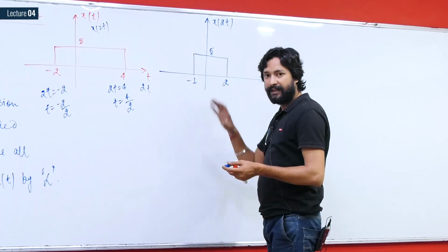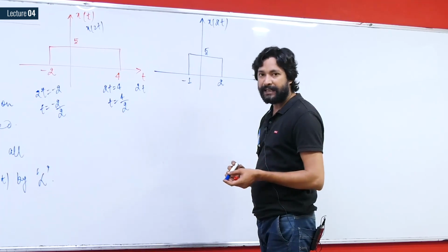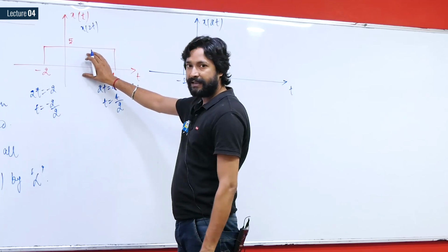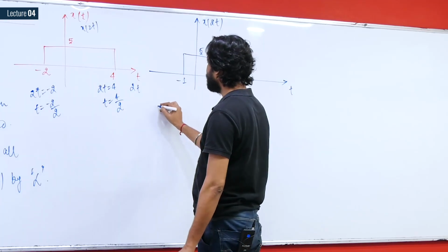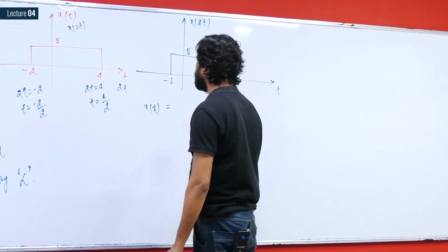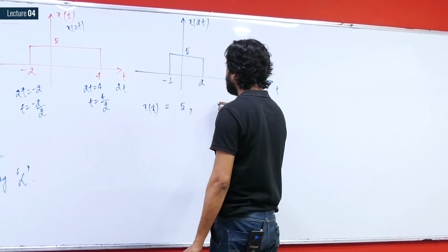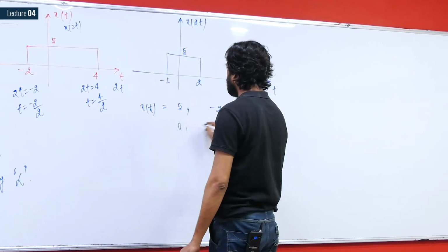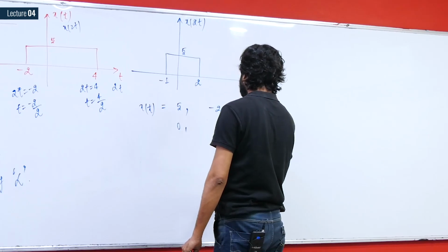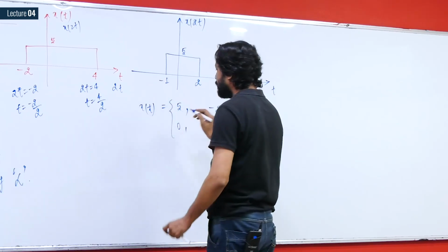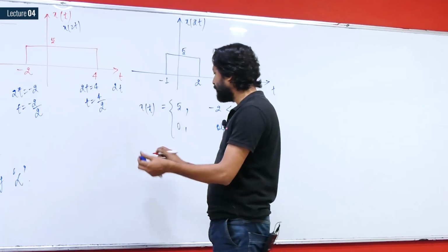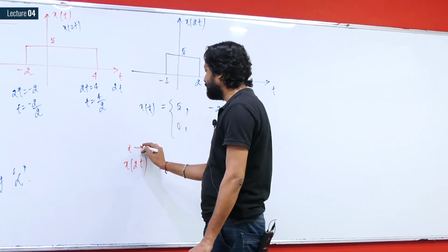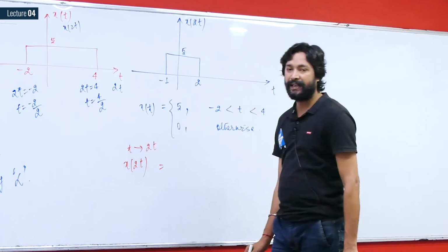So you can again apply the second method, that of replacement, to find the same result. If you want to mathematically express the signal x of t, you write x of t equals 5 only if t is between minus 2 and 4, and the signal is 0 otherwise. Now, if you want to find x of 2t, you make a replacement, that is, you replace t by 2t.